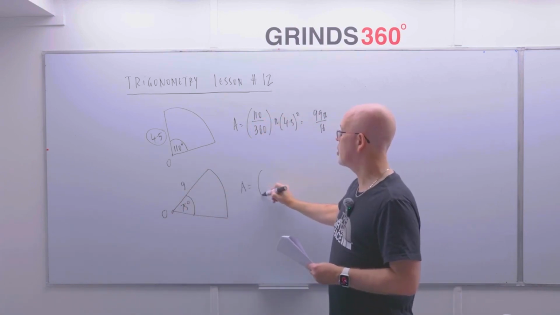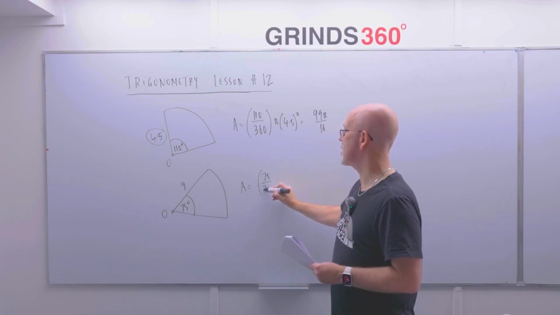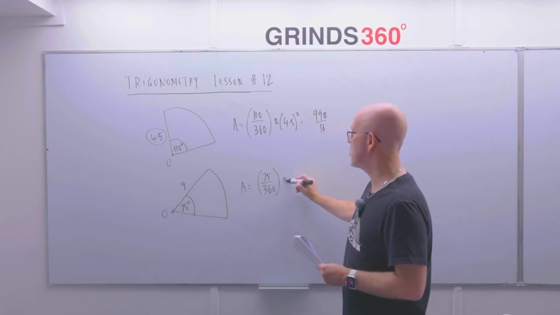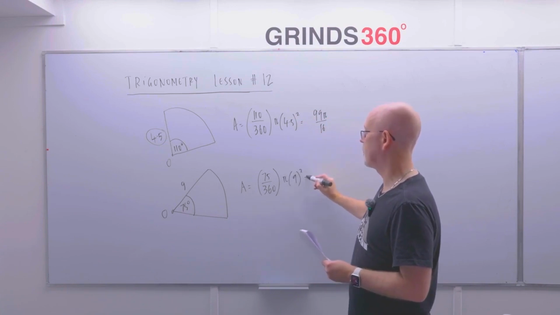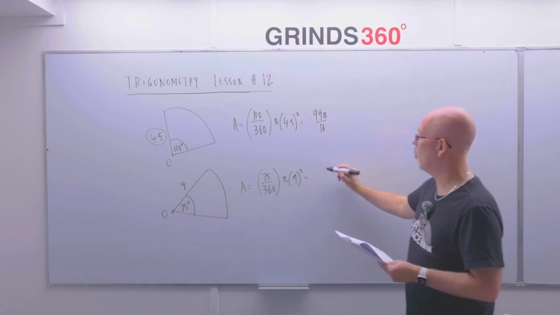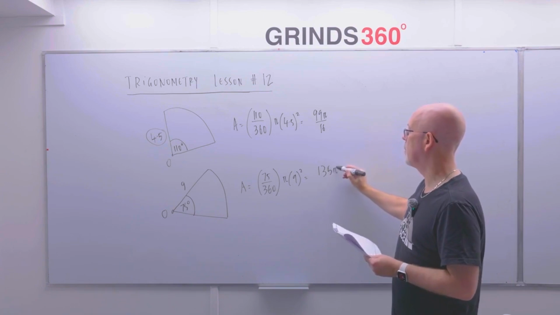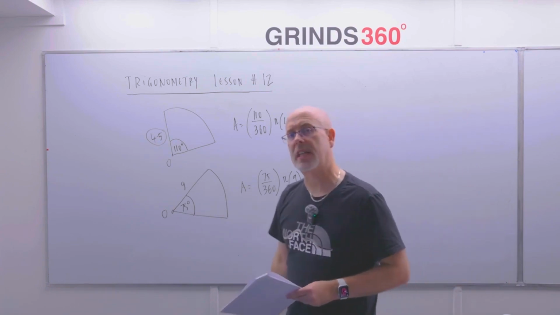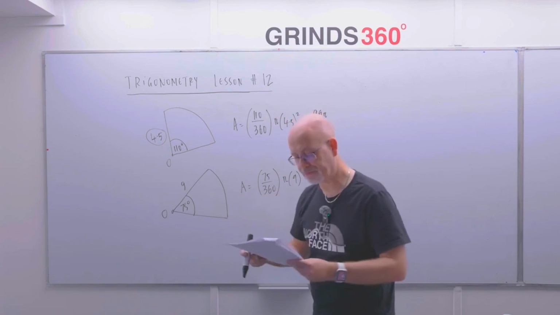So A is equal to 75 over 360. So it's the angle over 360. That's the fraction of a circle we're dealing with there. Times pi times 9 squared. And again, if I put that into my calculator, I get 135 pi over 8. And again, no units of measurement because there's no units of measurement given in my question.